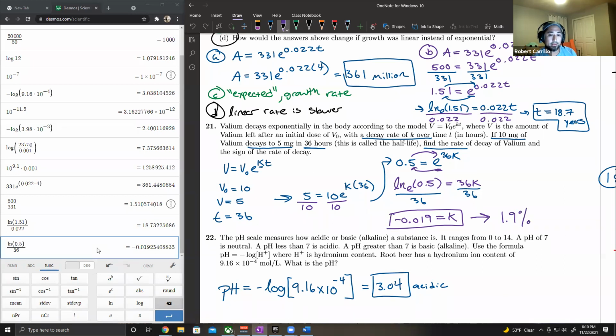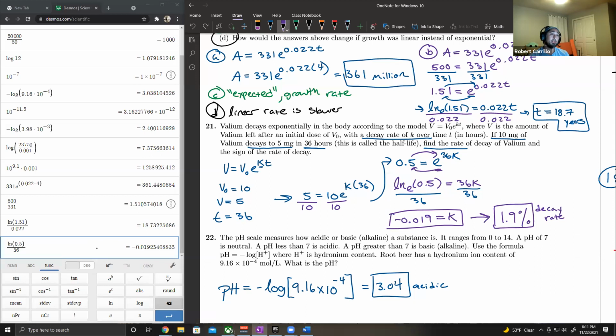So we don't state percents as negative. So what we're going to say is that since we know that this is a rate of decay, we will say that this is 1.9%, which is our decay rate. Yes, we know the sign is negative because it's right there in our answer. k is negative.